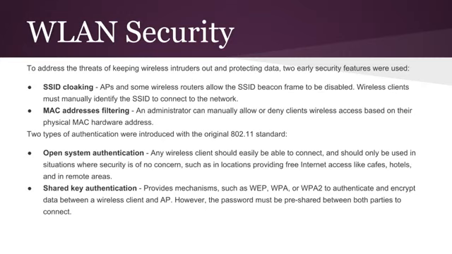Later on, with the original 802.11 standard, we introduced 2 more security protocols, which you've already seen, but it's important to mention them again. It's open system authentication and shared key authentication. Now within shared key authentication, you provide mechanisms such as WEP, WPA, or WPA2 to authenticate and encrypt data between a wireless client and an access point. However, the password must be pre-shared. And this is already common knowledge that, for instance, when you're trying to connect to your router, you usually have the access password stored somewhere else, or it's on the actual device for the initial password.